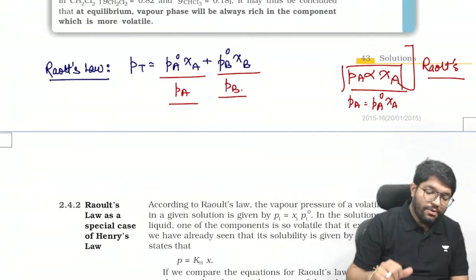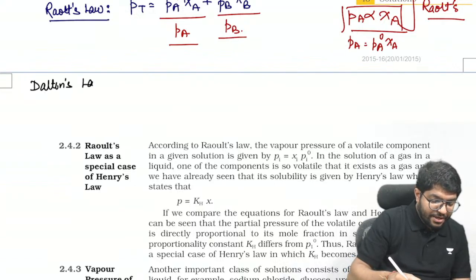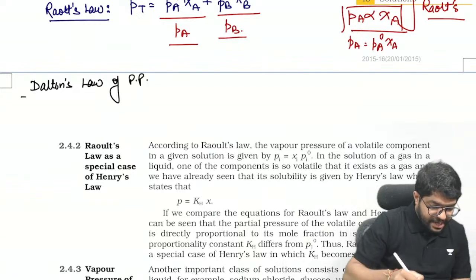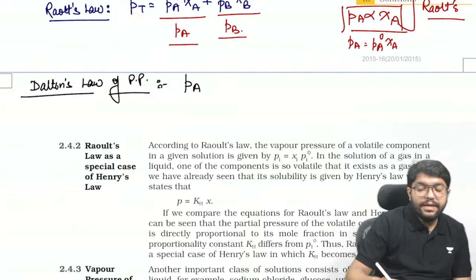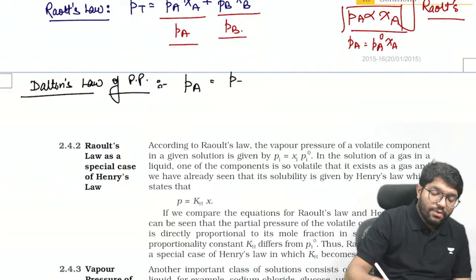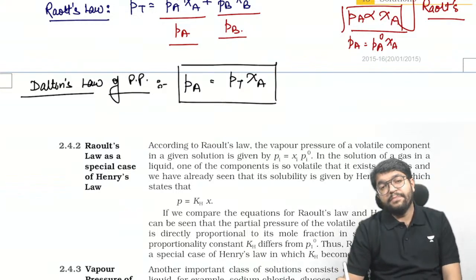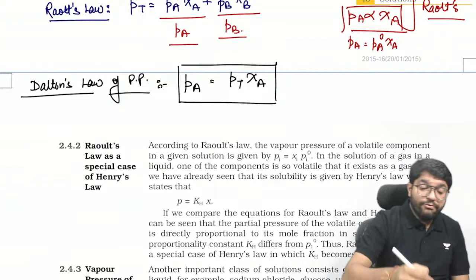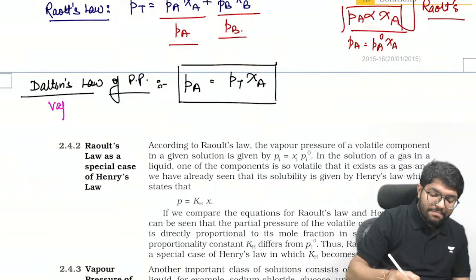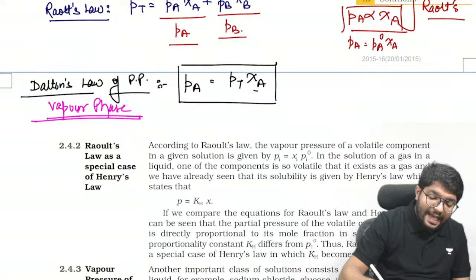As per Dalton's law of partial pressure, my P A should actually be equal to P total into chi A. You getting my point? My partial pressure of A will be chi A into total pressure. So when I go to the vapor phase, the question talks about the vapor phase. So in my vapor phase, how will I calculate the mole fraction?